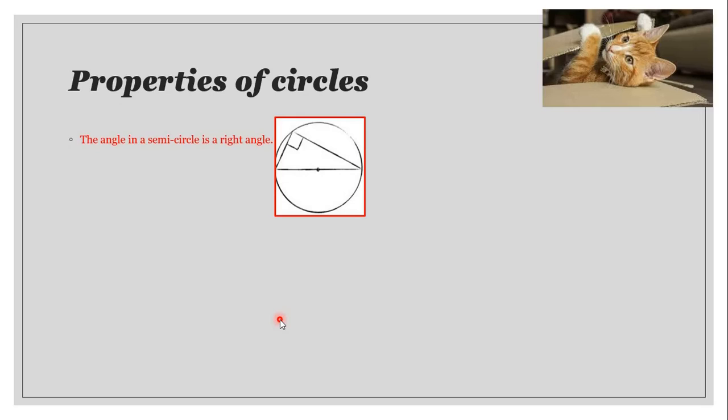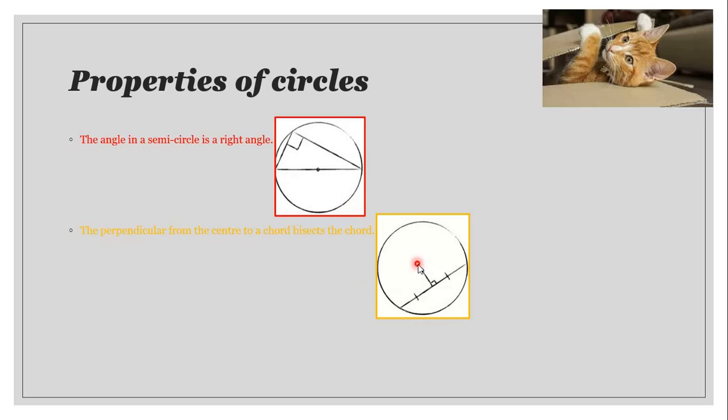Properties of circles. So you might know these as circle theorems. These are the main ones that you'll need to know for A-level. The angle in a semicircle is a right angle. So you can see there's a semicircle here. If you take points from the edge of the diameter up to the edge of the circle somewhere, they will meet at a right angle. The perpendicular from the centre to a chord bisects the chord.